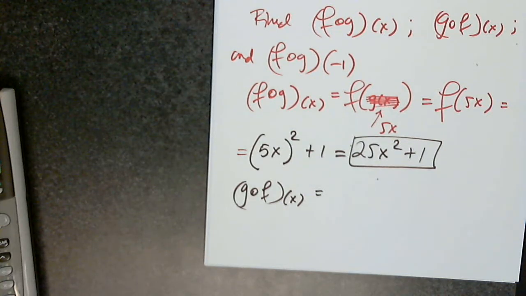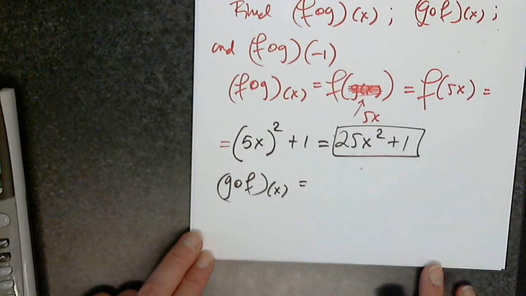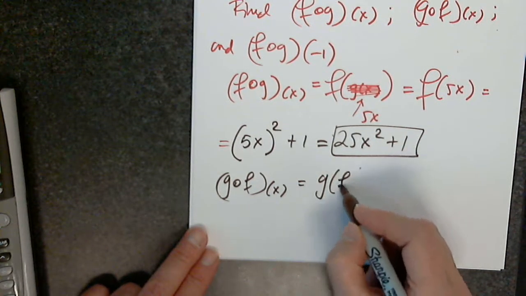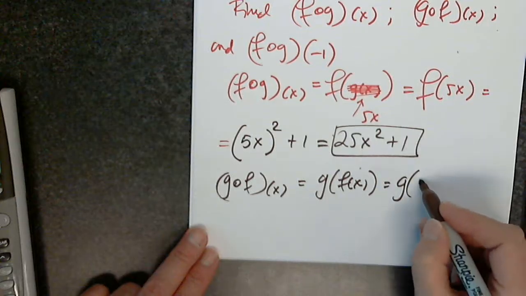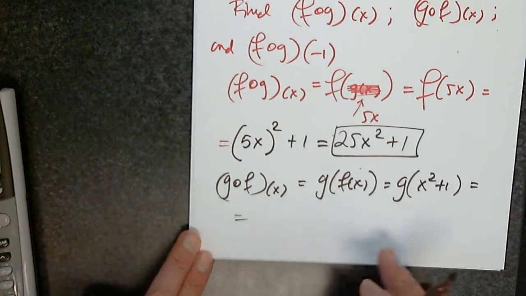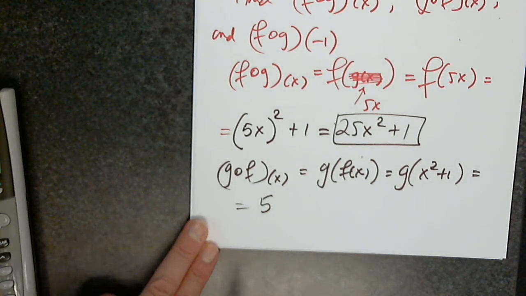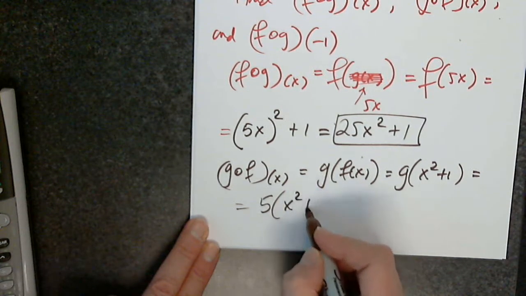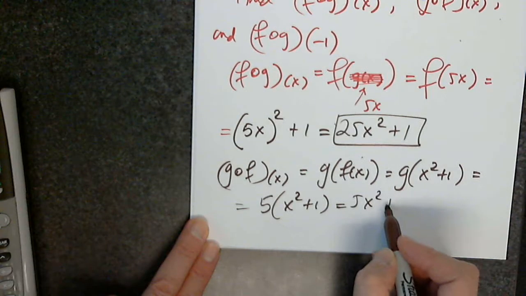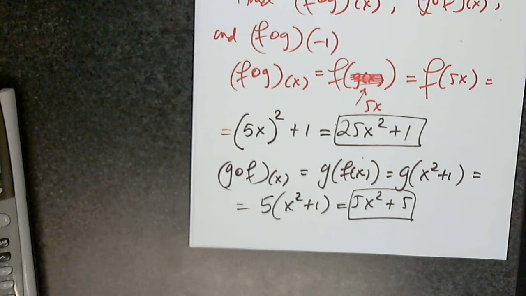Now I want g comma f. First g of f of x. Indeed. Now g says 5 times whatever. How do I write that? 5 times whatever. Very good. Which is 5x squared plus 5. Any questions?